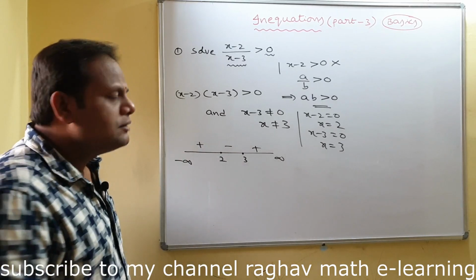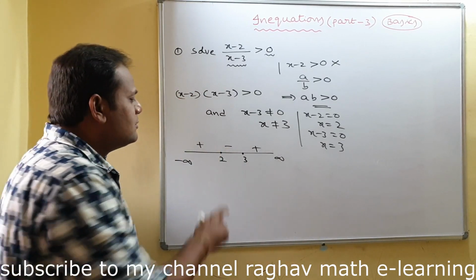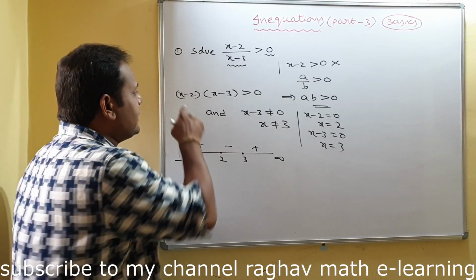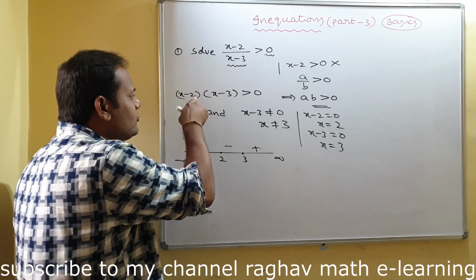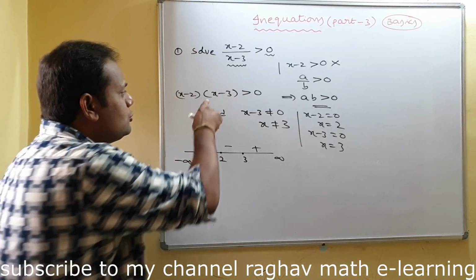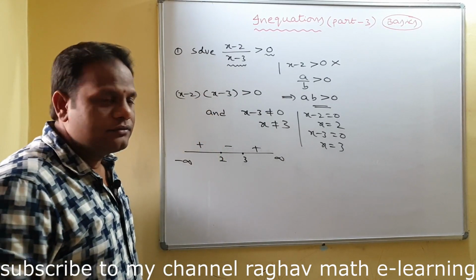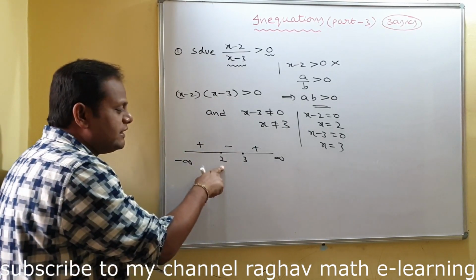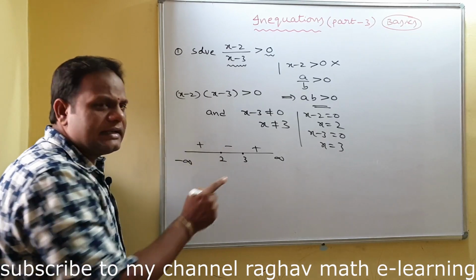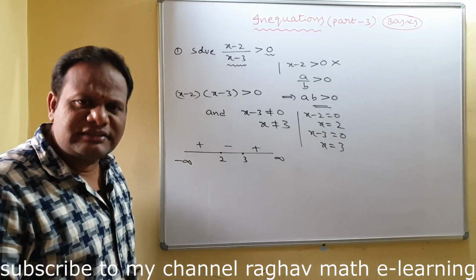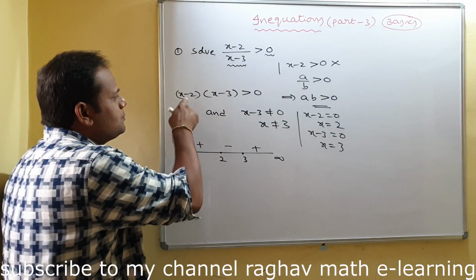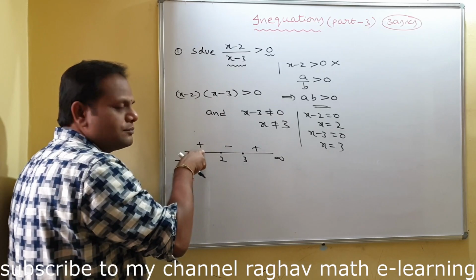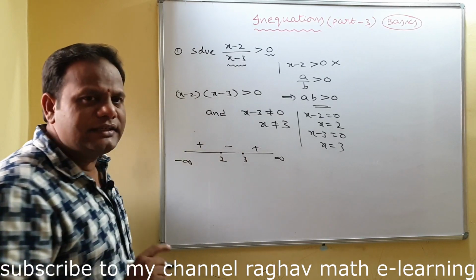If you have doubt, then you can go for verification. Between 2 and 3, we have 2.5. Take 2.5. 2.5 minus 2 is positive, 2.5 minus 3 is negative. Positive into negative is negative. Between minus infinity and 2, you can take 0. Put 0 in this. You get negative here, negative. Negative into negative is positive. No need of verifying like this.